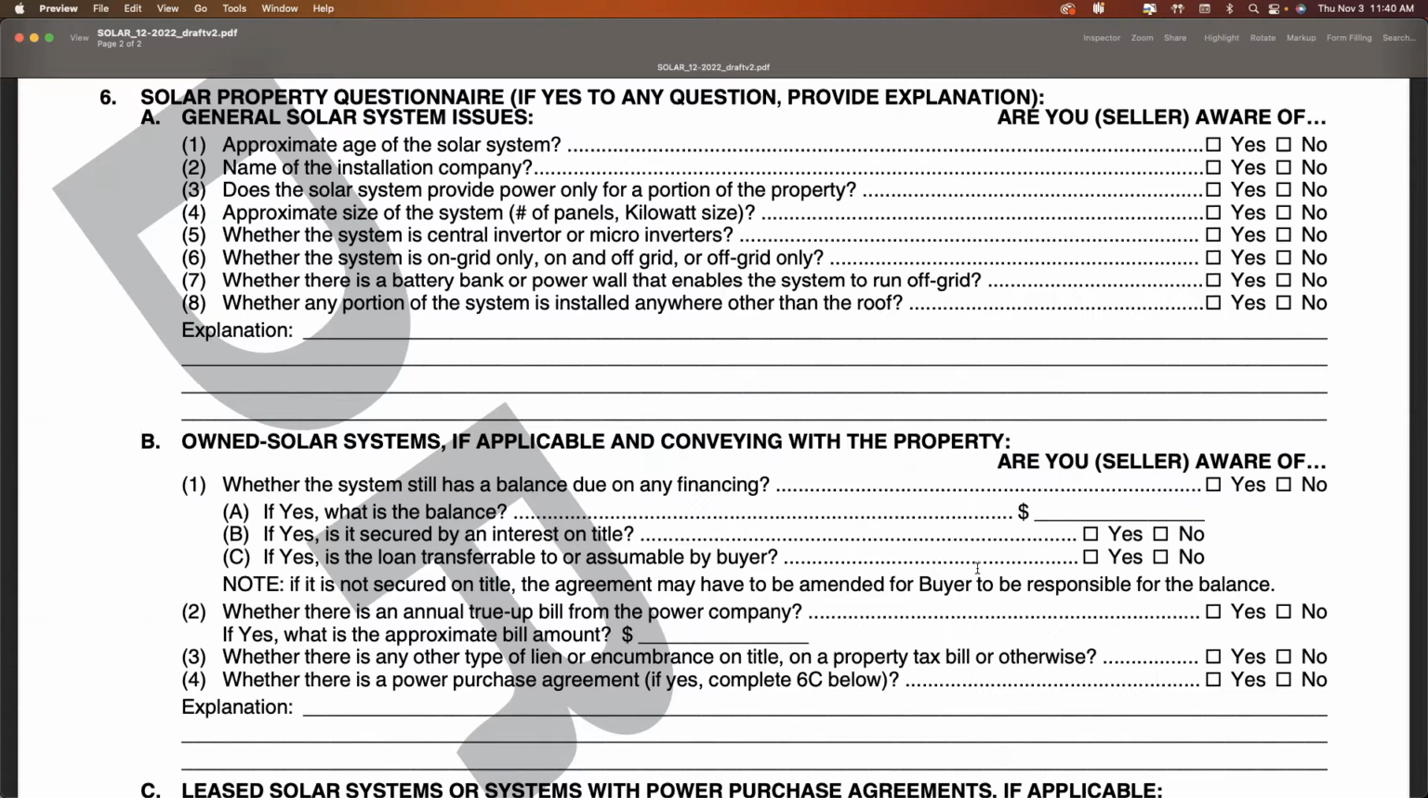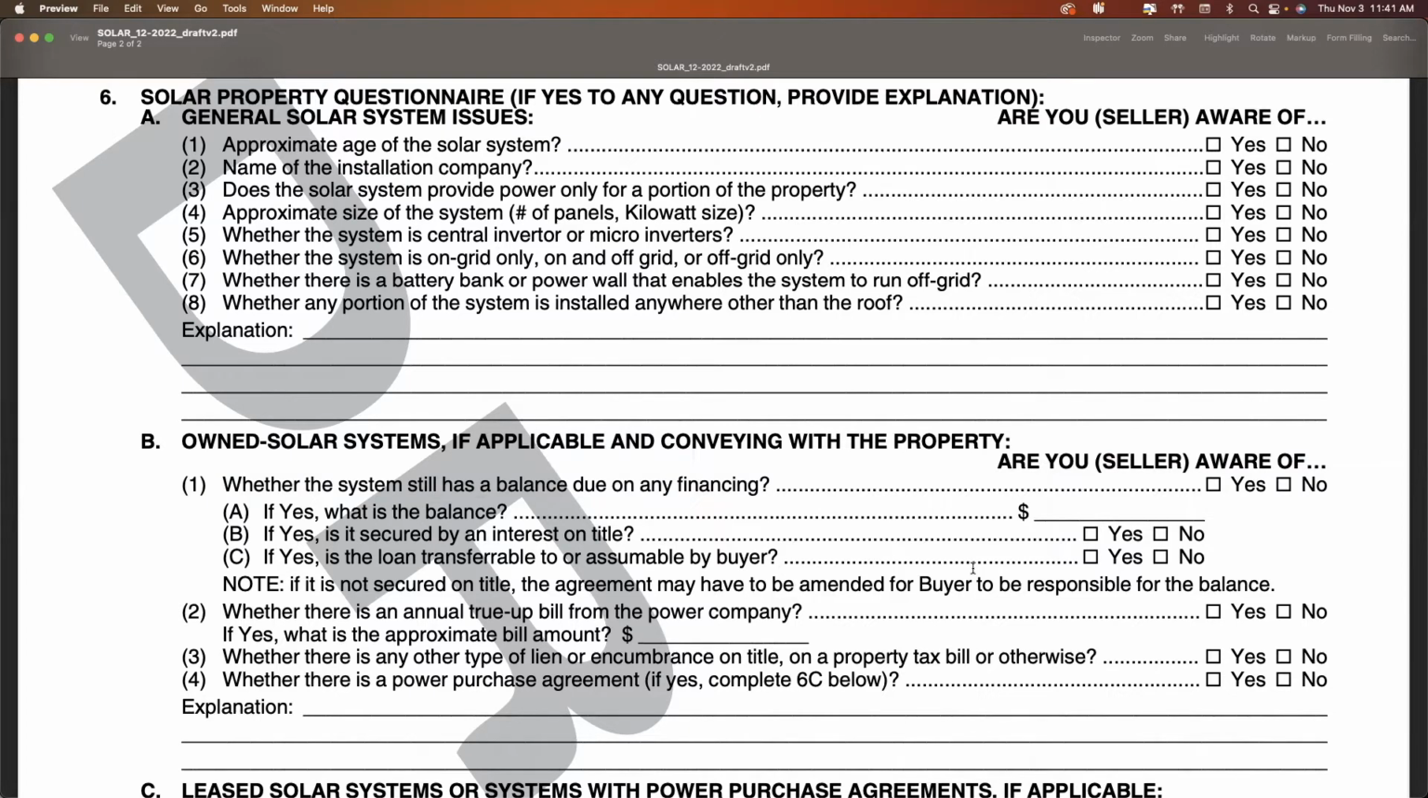Okay. Note, if it is not secured on title, the agreement may have to be amended for buyers to be responsible for the balance. Could be, right? If they've made some kind of financing agreement with the solar company that has nothing to do with a lien on the property, where it's not attached to the property, it's not tied to the property, then there is a chance that the financing can't be transferred. That has happened also in the past. We've had transactions where they assumed they were going to transfer the financing, and then they find out that the solar company will not transfer that financing to the buyer, and it has to be paid off.